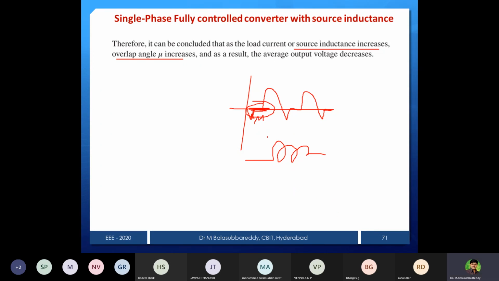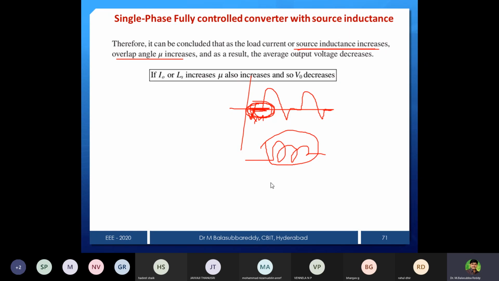Now we can see in the overlap case, because of this inductor, if the inductor value is large, it will store more energy. More energy means it will take more time to dissipate, so the overlap angle will be more. That's the important sentence: if source inductance increases, then overlap angle increases, and as a result, obviously, average output voltage is going to decrease. So that is the one relation we can notice.